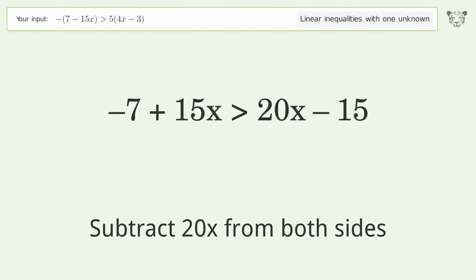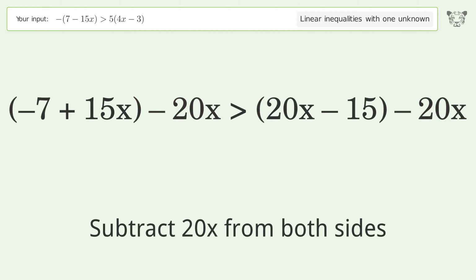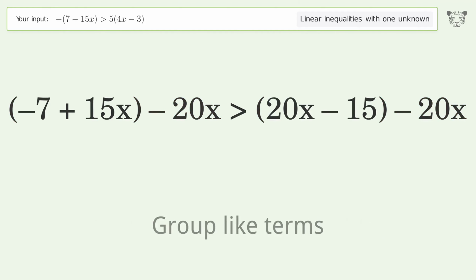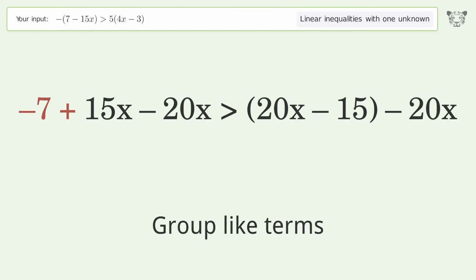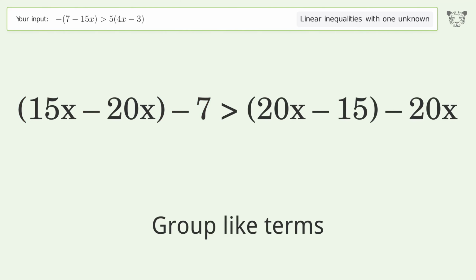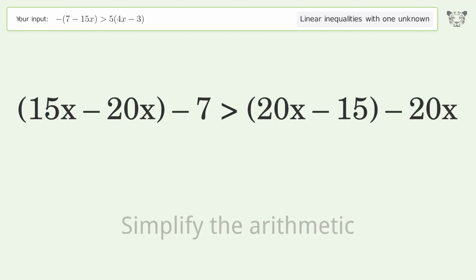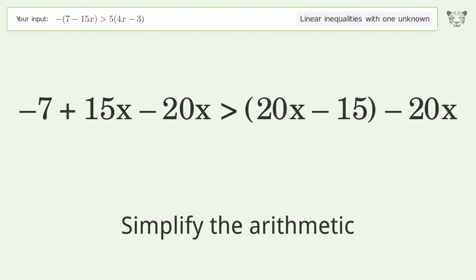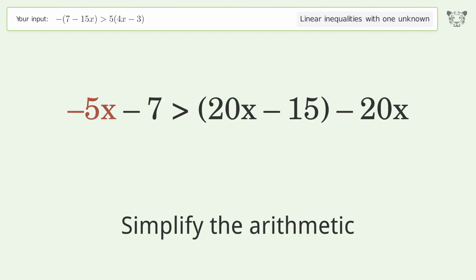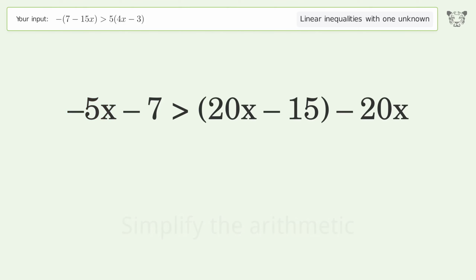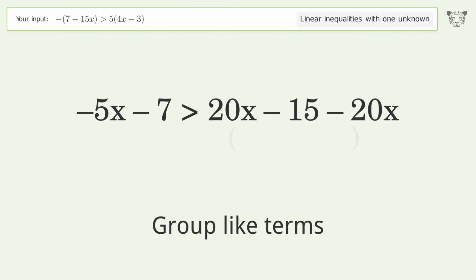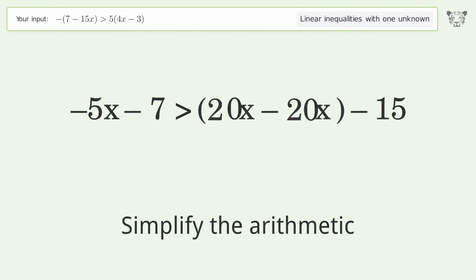Subtract 20x from both sides. Group like terms. Simplify the arithmetic. Group like terms. Simplify the arithmetic.